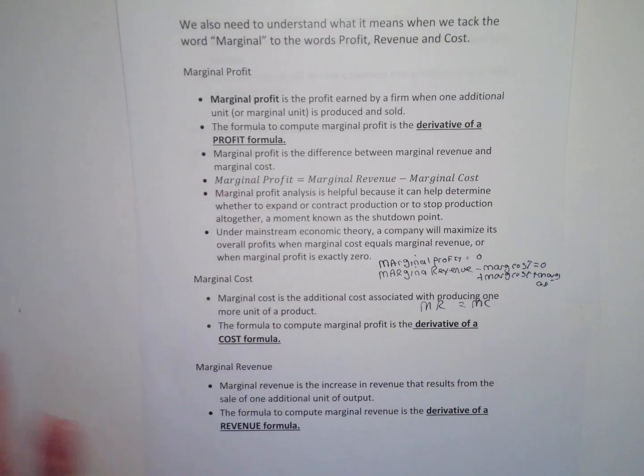Marginal profit, derivative of the profit function, the extra profit you make by selling one more item. Marginal cost, derivative of the cost function, the additional cost to produce and sell one more item. Marginal revenue, derivative of the revenue function, the additional revenue by selling one more item.